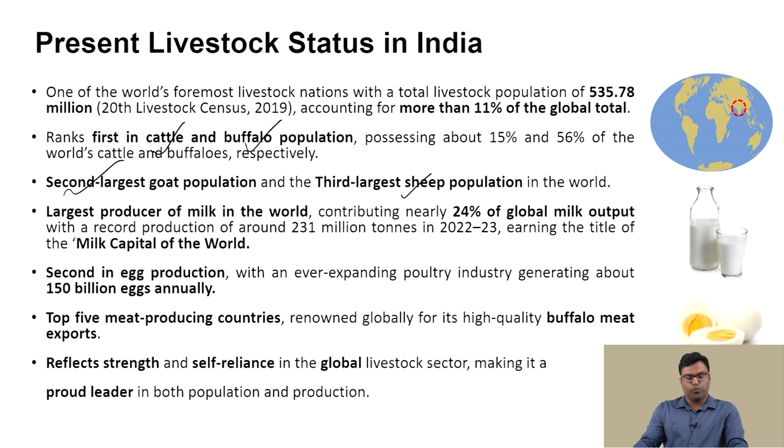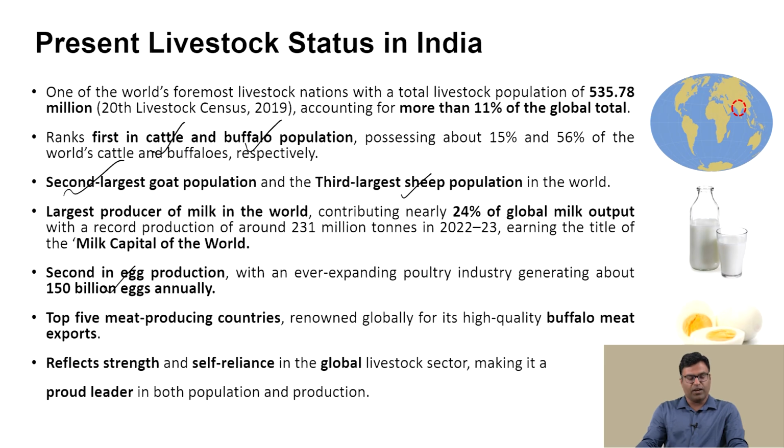Besides the livestock population, we also have a very good position in the different livestock products. India is regarded as the milk capital of the world, and it holds nearly 24% of the global milk output. Also, we stand second in egg production, and we are at the top among meat producing countries, particularly in high quality buffalo meat exports.